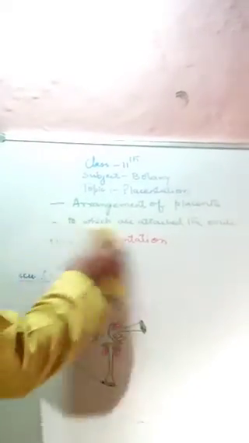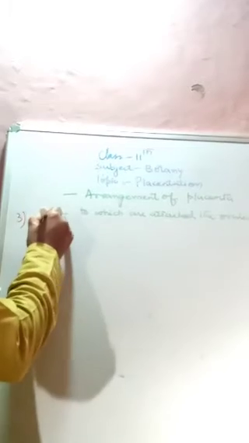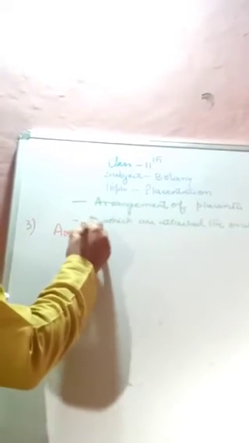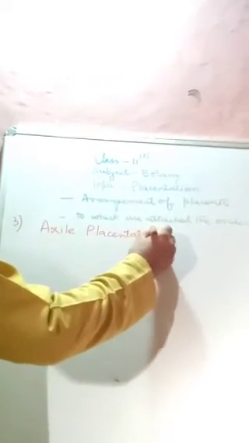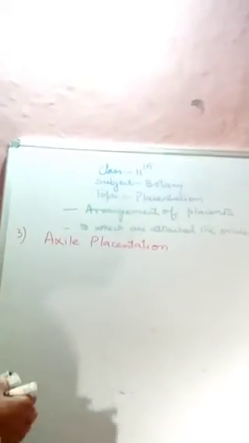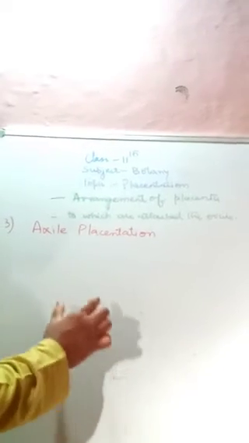The third type that we have is called axile placentation. In axile placentation, we have polycarpellary condition, but the carpels are apocarpous, they are free. Here in the marginal as well as the parietal, they were syncarpous, that is, fused carpels. But in this axile, it is polycarpellary.